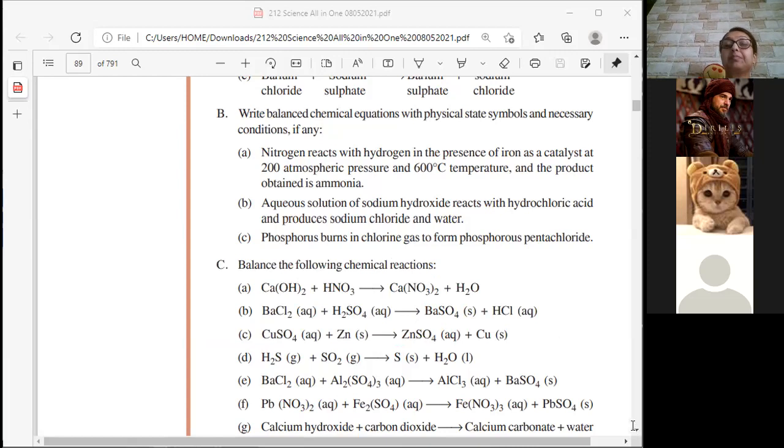Okay. Now look at balancing the equations. The same thing that we were doing for the others, we are going to do here. Here the equation has been already written. We only have to, what do we have to do? Balance it for them, correct?